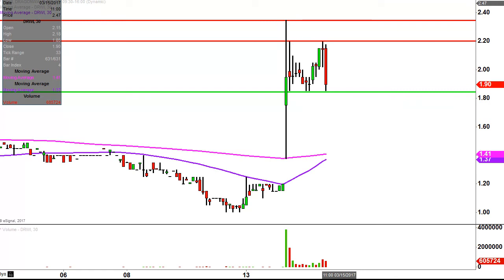So no doubt about it, though, very nice day today. It'll be interesting to see if the bulls can build upon this momentum going forward.